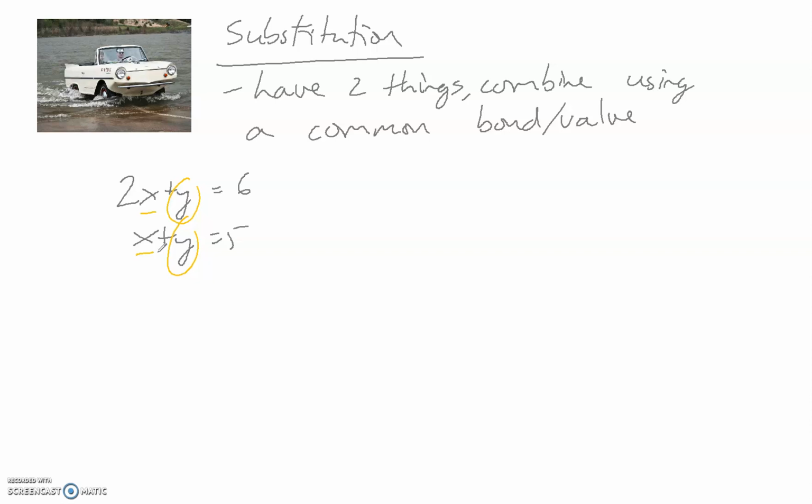Let me take the top expression. We'll leave the top expression the way it is, 2x plus y is equal to 6. I'm going to leave that alone. I'm not going to do anything. But what I'm going to do is take the bottom expression and change what it looks like. When I change what it looks like, I can move things around. So I am going to subtract x from both sides, and of course those x's cancel out. That's going to leave me with y is equal to 5 minus x. Just rearrange it a little bit.